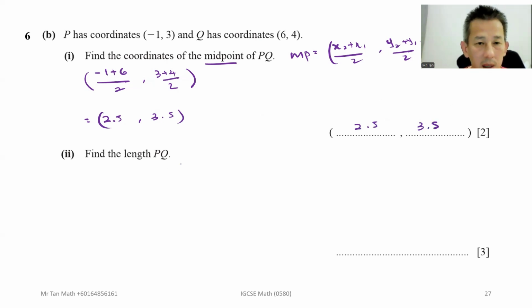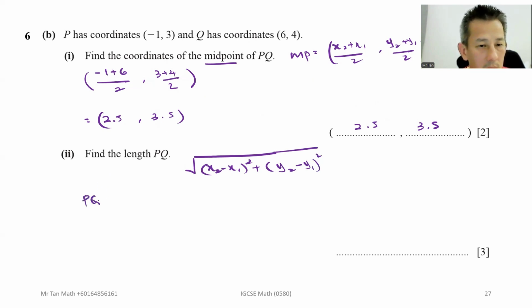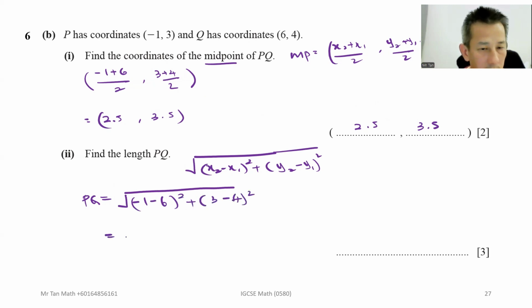Next, find the length of PQ. You need to use Pythagoras' theorem. You take x2 minus x1, square it, plus y2 minus y1, square it. So PQ equals the square root of (negative 1 minus 6) squared plus (3 minus 4) squared. Calculate, you get 7.07.